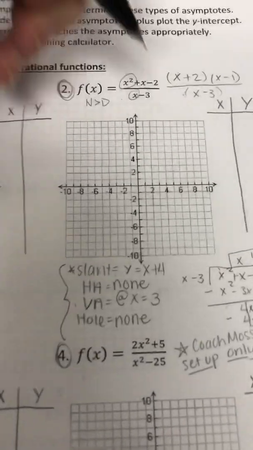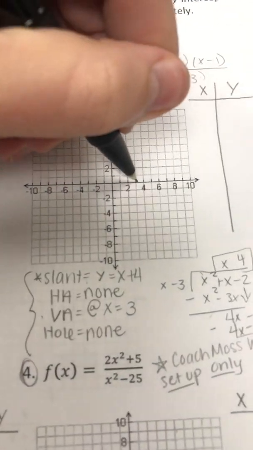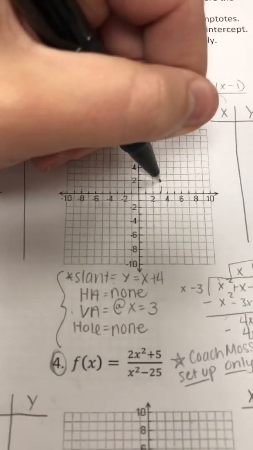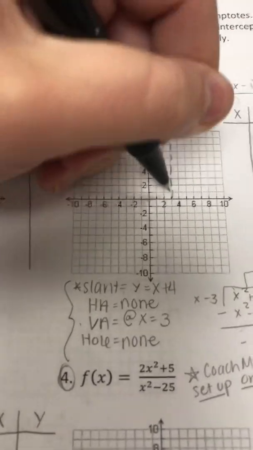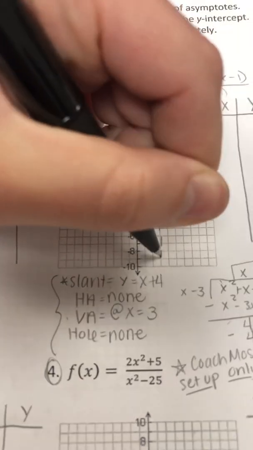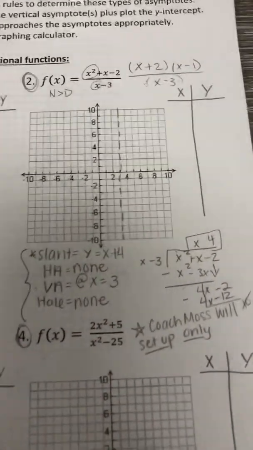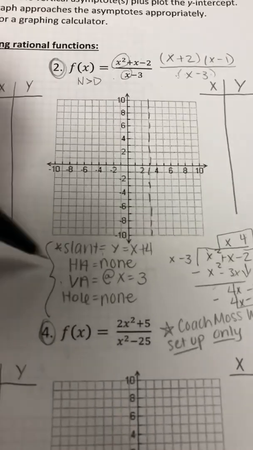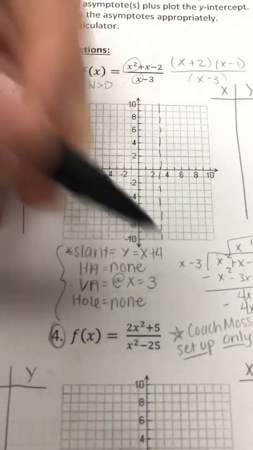We have a vertical asymptote. That means up and down, x equals 3. So where x equals 3, I'm going to draw this dotted line. That means we will have no x values at 3. Then there is a slant at y equals x plus 4.